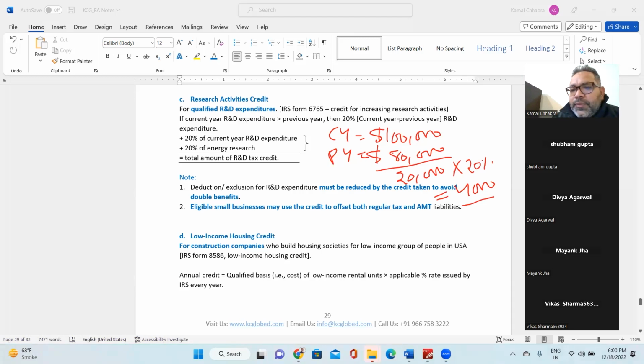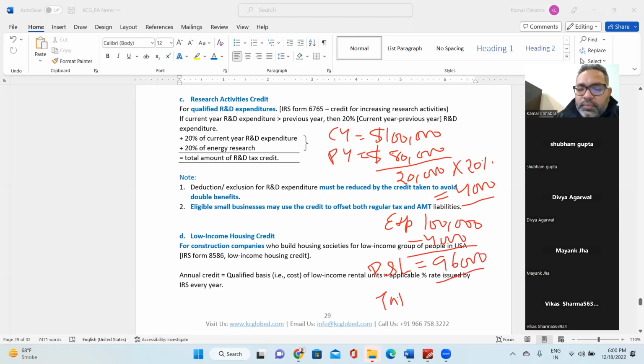But mind it, this 4,000 you should be excluding from the current year R&D expenditure to avoid the double tax benefit. So your expense should be $100,000 minus $4,000. So in your P&L, your expense should be $96,000, right? And your tax credit will be how much? $4,000. Make sense?